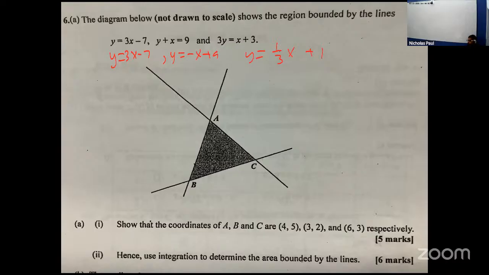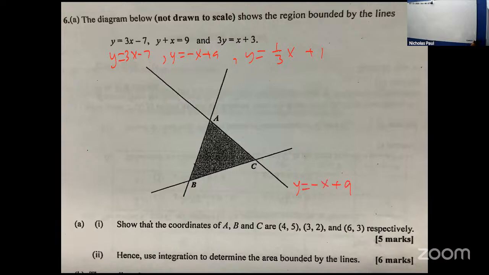Right. How is that going to help now? What would you recognize, what can you tell me about line AC? What type of gradient is that, Joseph? A negative gradient. So the line AC is which equation here? Second one, very good. Y is equal to minus x plus 9.